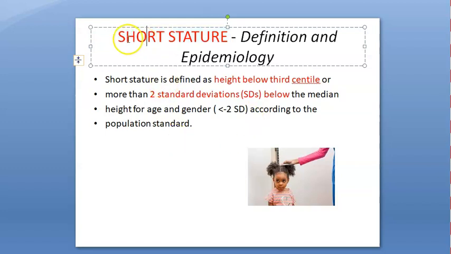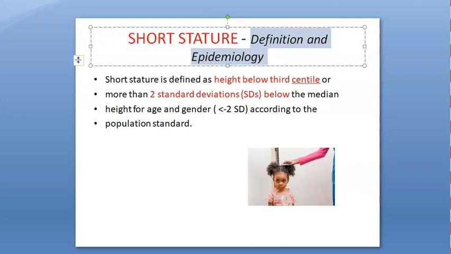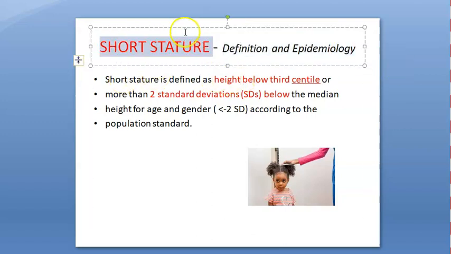Hello people, in this video let us look at this topic, short stature. Basically this is a very important topic in pediatrics, okay. So how do you define short stature?